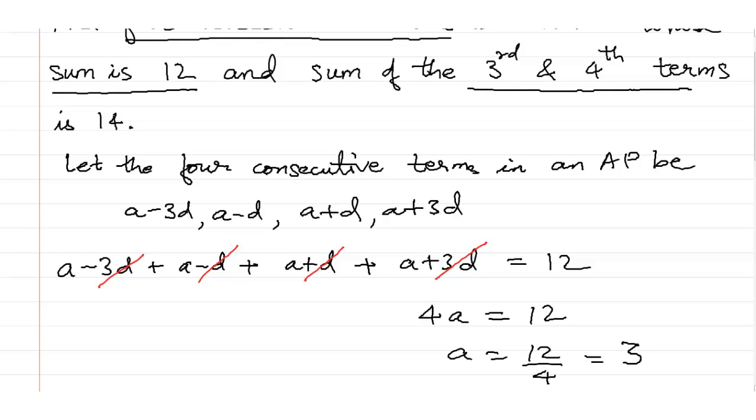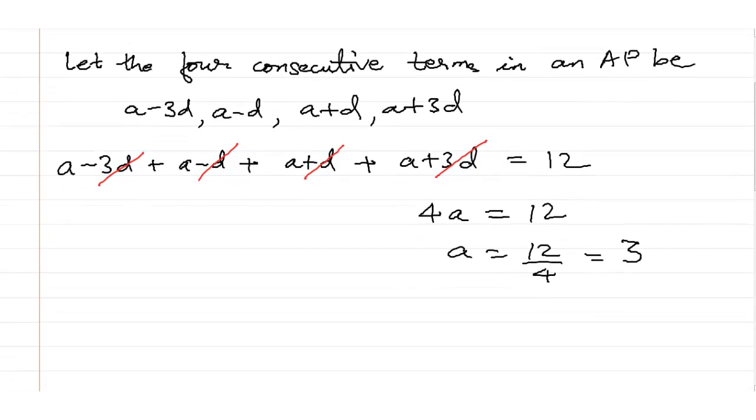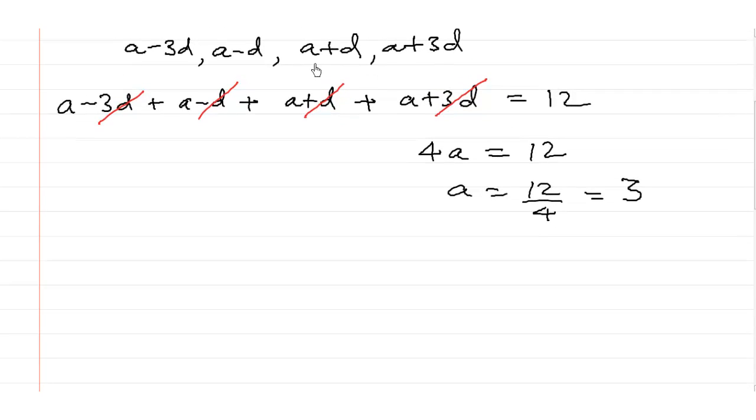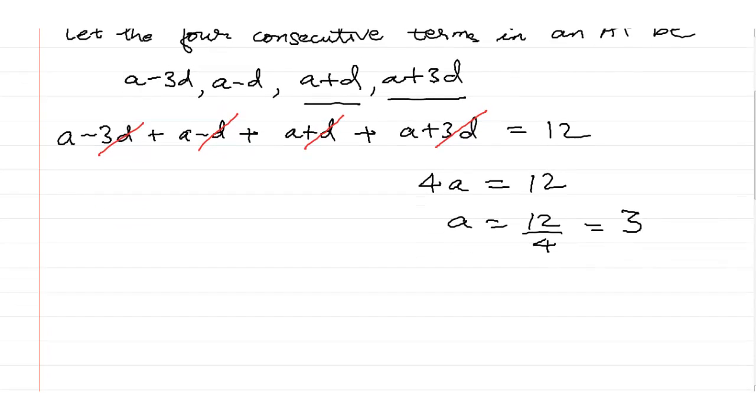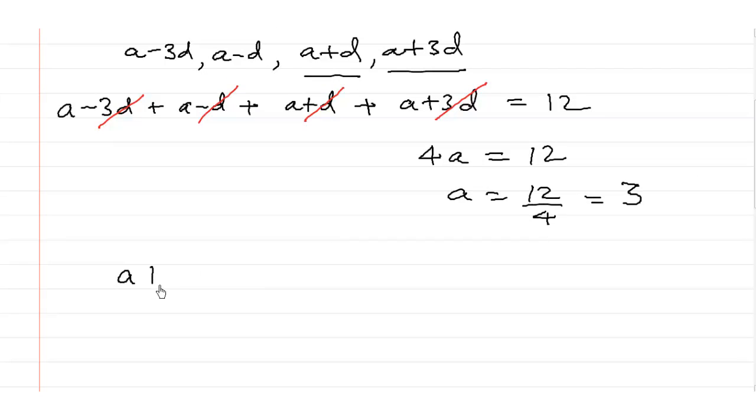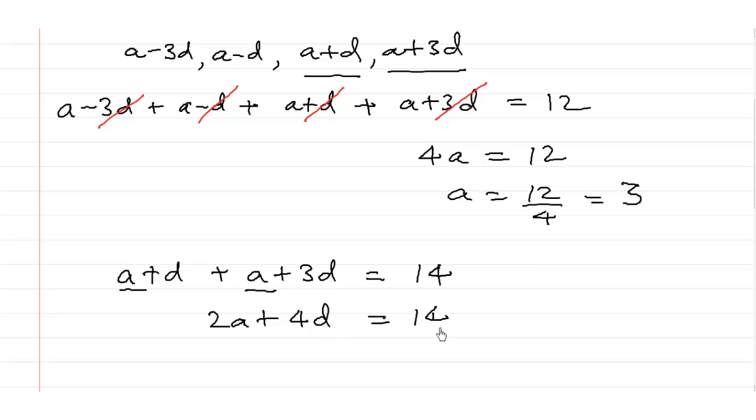And the other information is the sum of the third and the fourth terms is 14. So the third term is this particular term and the fourth term is this term. So if you add the third and the fourth terms, you will get 14. So that means A plus D plus A plus 3D, the total is 14. So take the like terms together. A plus A is 2A, plus D plus 3D is 4D, is equal to 14. You can substitute the value of A is equal to 3, since A is equal to 3 is from here.